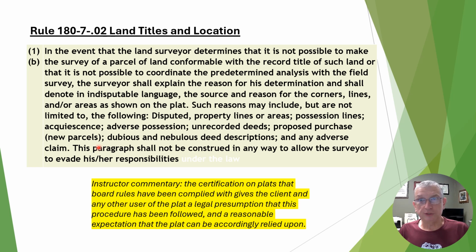If you do use a red oak tree, I hope that there's something that leads you to that red oak tree, like it's the only one within 500 feet, or it's got blazing on it, or the subject property owner identified it as the corner. There would be reasons to qualify your decisions in the situations of dubious and nebulous deed descriptions, or any adverse claim. There may be junior and senior rights.